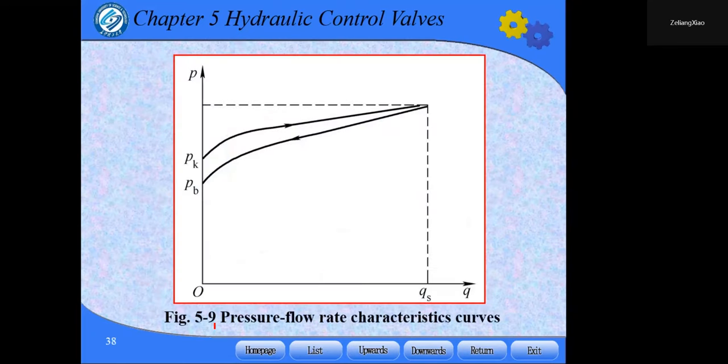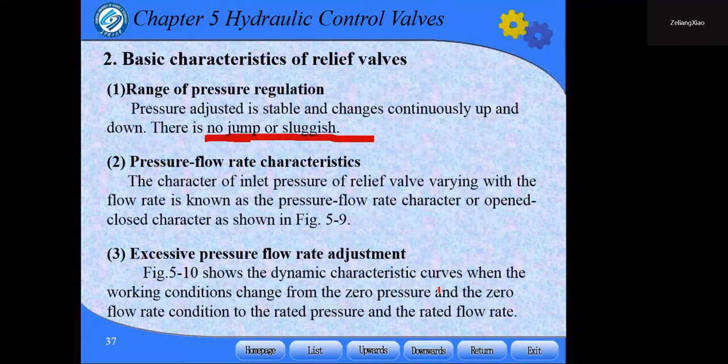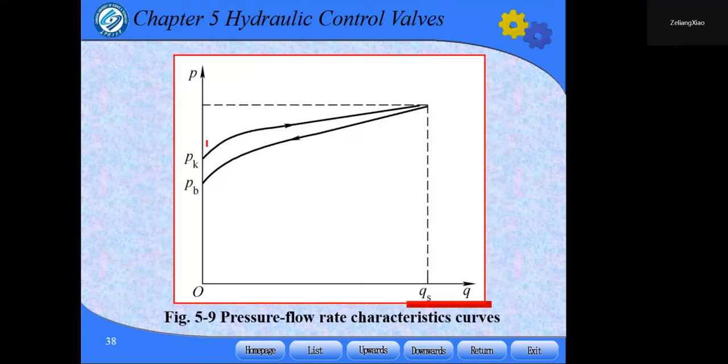See this picture, 5.10, partial flow rate character value. This is the flow rate. Flow rate, this is the pressure, the oil pressure it can get.